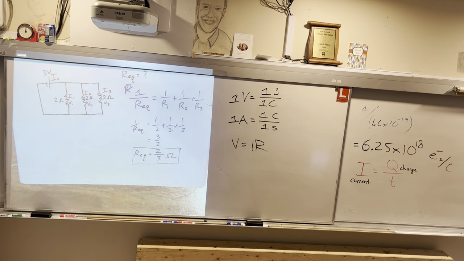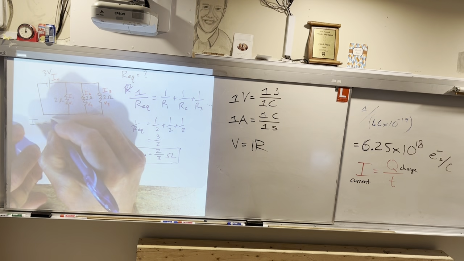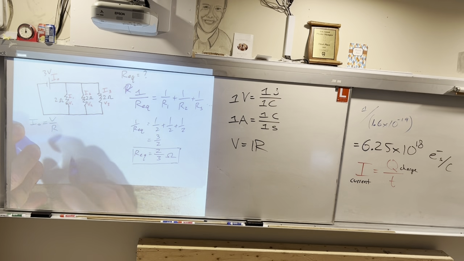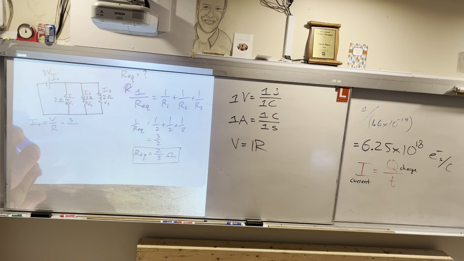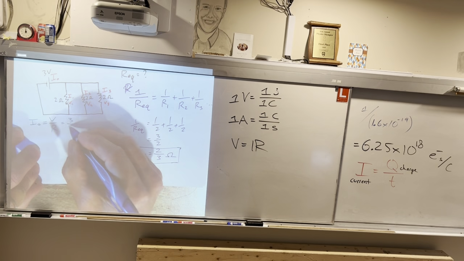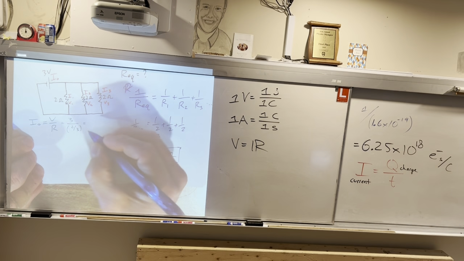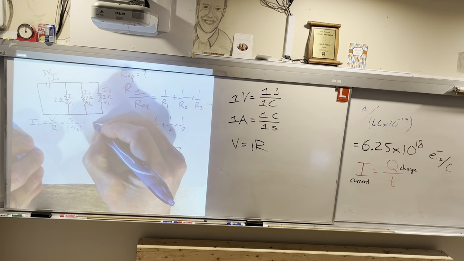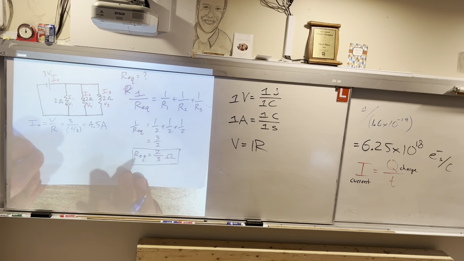So let's calculate that. I naught equals 3 over 2 over 3 times 3. Good. So the I naught is going to be V over R, right? And our total voltage is 3 over our REQ, which is going to be divided by 2 over 3, which is 9 over 2, so 4.5, is it? Yeah. 4.5 amps. Well, you guys write that down.